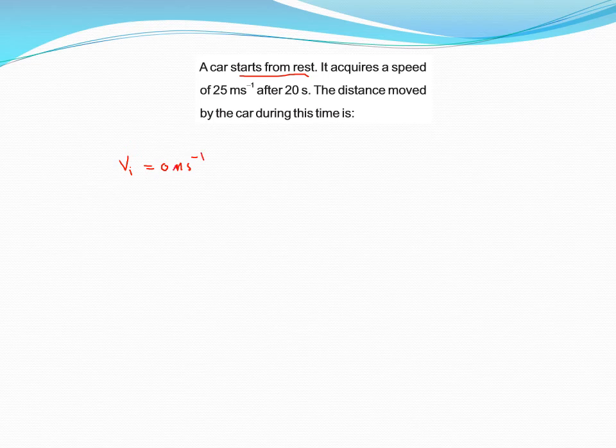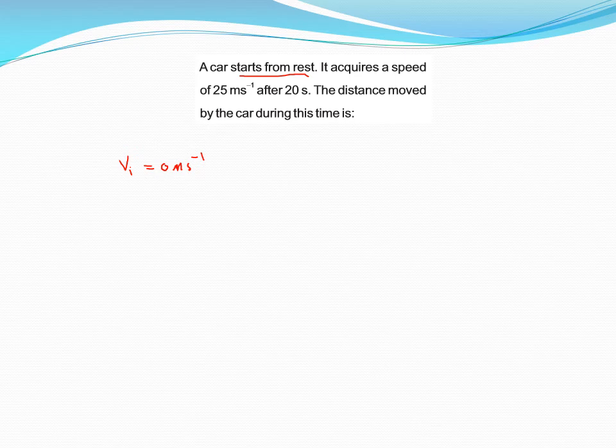Here you must note 2 points. One is given here that a car starts from rest. If it is stated in the problem, then you put initial velocity 0, and if it is stated that the body is stopped after some time and covering some distance, then you put final velocity equal to 0. So these 2 points must be kept in mind for solving these problems using equations of motion.